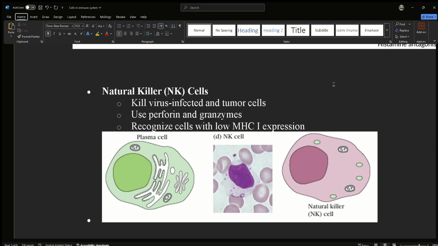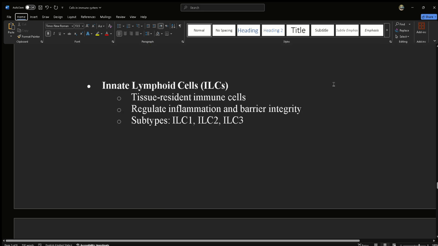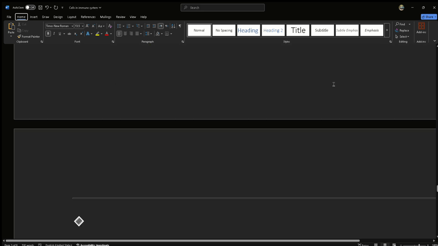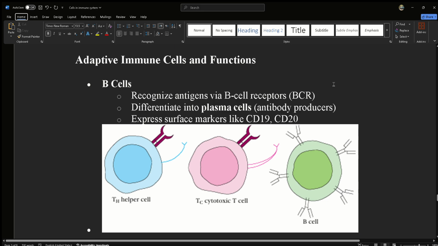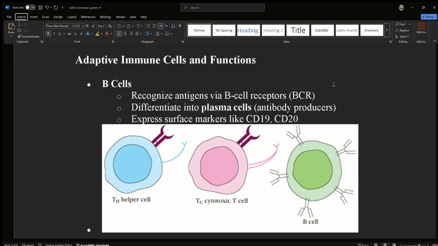So natural killer cells will kill virus infected and tumor cells and will secrete some hydrolytic enzymes, granzymes, and will secrete some proteins, perforins, which will create pores in the target cells and will kill those target cells. So then we come to the cells of the adaptive immune response. In the adaptive immune function, we see the B cells, Th cells and Tc cells.